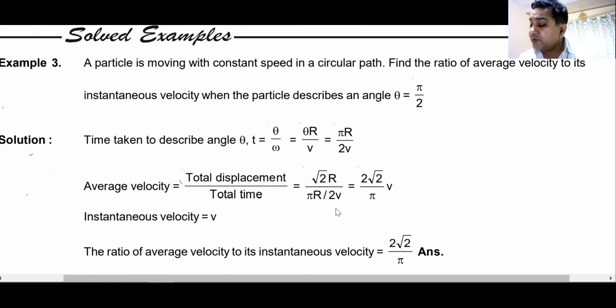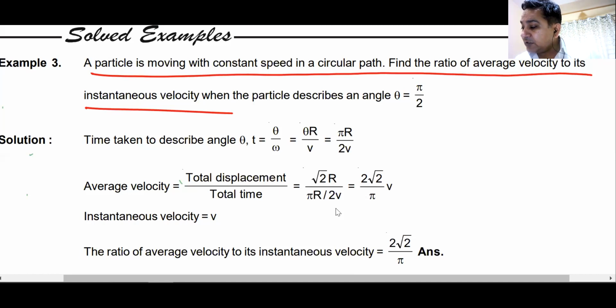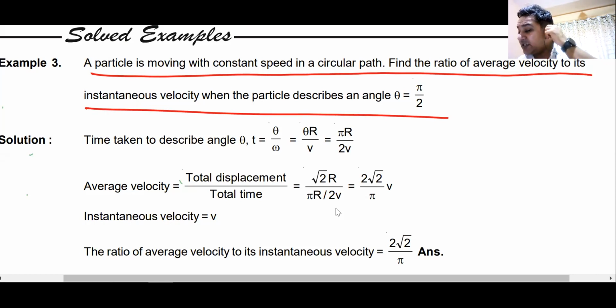Can you solve this question for me? These are the type of questions that I suppose can come to you. A particle is moving with a constant speed in a circular path. Find the ratio of average velocity to instantaneous velocity when the particle describes an angle of theta equal to pi by 2. Can you do that for me? I'll give you 2 minutes.